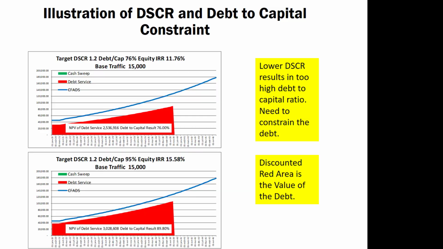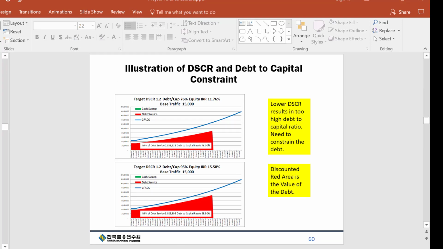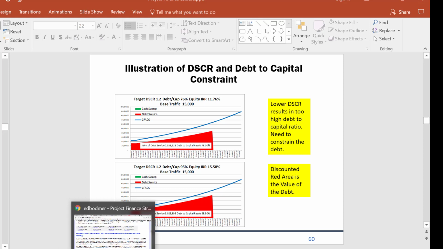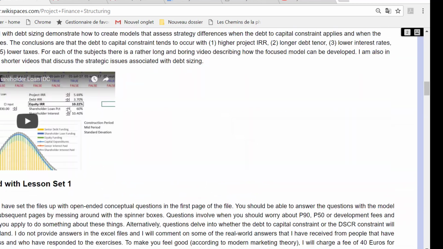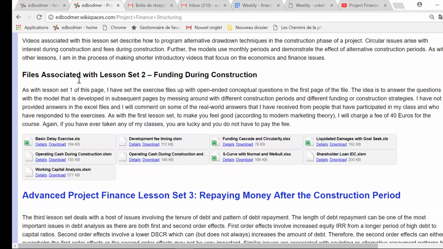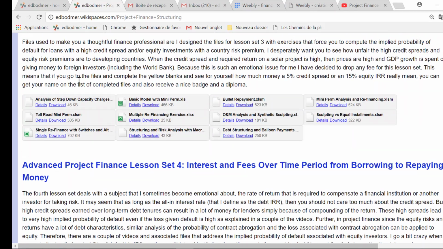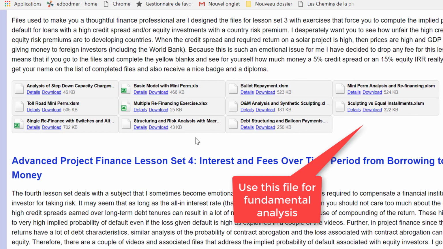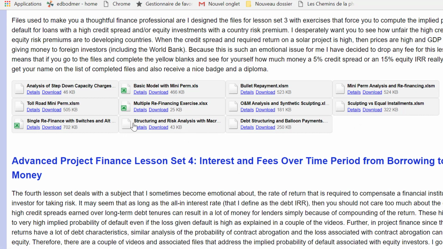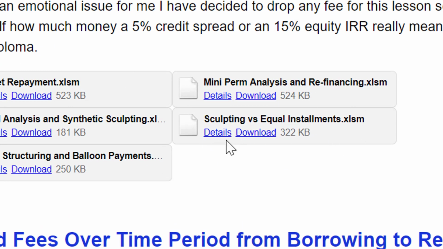Now, if you want to work through a whole bunch of exercises and really get deeply into this one, then you go to, actually it's in the same place, this advanced modeling place, and you'd find one of the simplest ones. There are too many of these, I'm sorry. Toll road, mini-perm refinancing and all this. I just want the one that says debt structuring. Oh, shoot. Yes, sculpting and equal installments. I might rename that as fundamentals, a starting point for the analysis. Okay? All right, let's keep going.